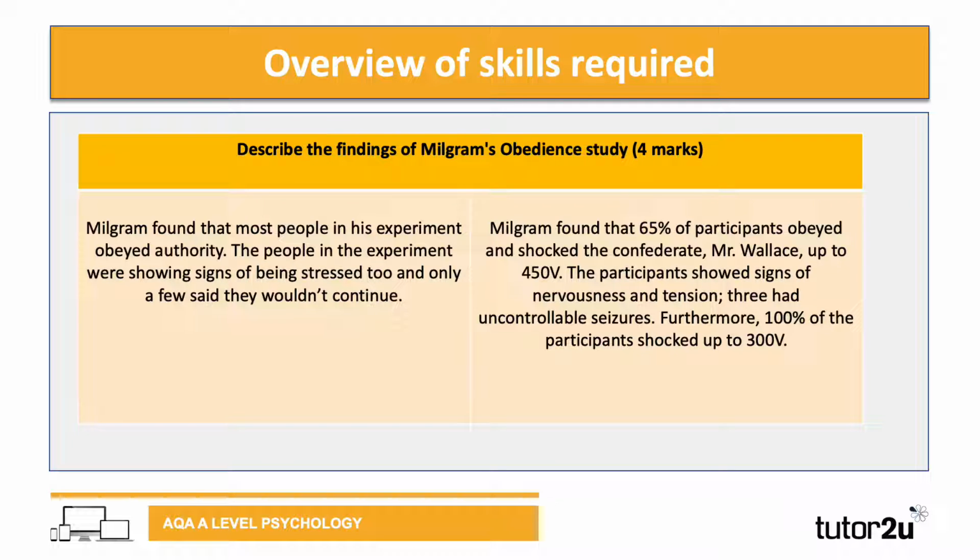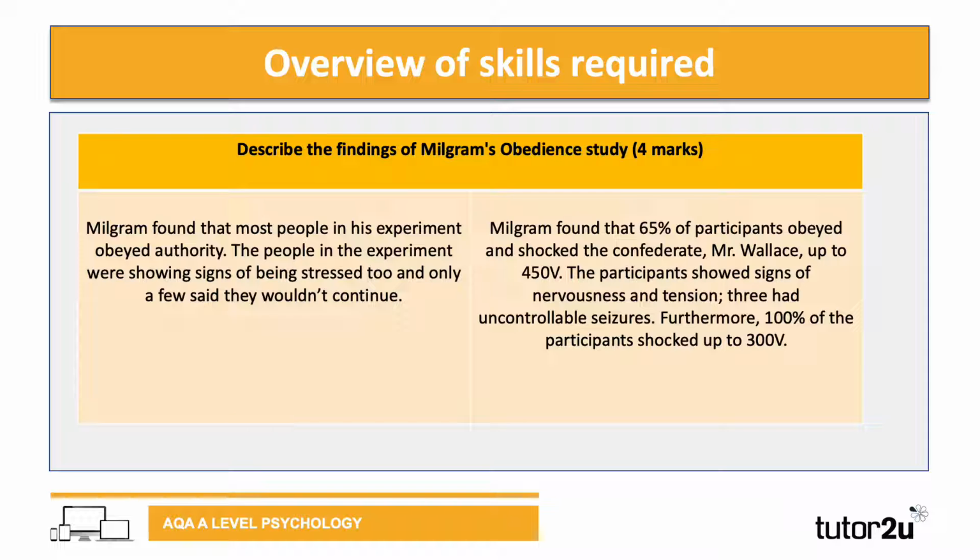If we compare that with the answer on the right, that's really the more clear and coherent answer. That's the one that's really going to be getting the higher level mark here. So we've got specific stats of the actual findings because that's what it's asking. It's asking to describe the findings. So we've got 65% of participants obeyed, for example, and we've got the specific voltage amount up to which they obeyed. We've also got other findings here, so qualitative, descriptive findings, like signs of nervousness and tension. And then we've also got some other findings there also.